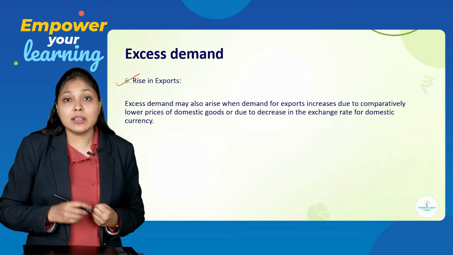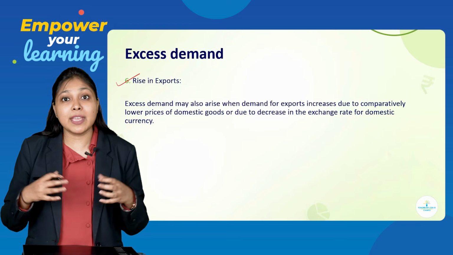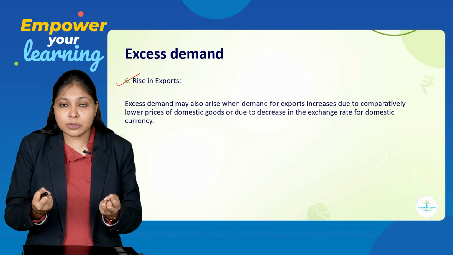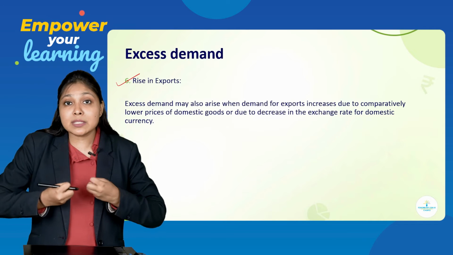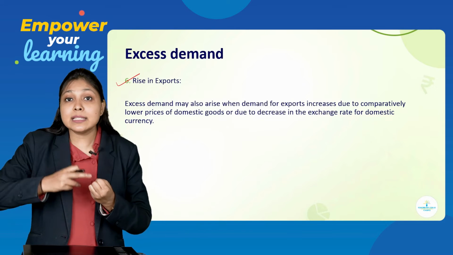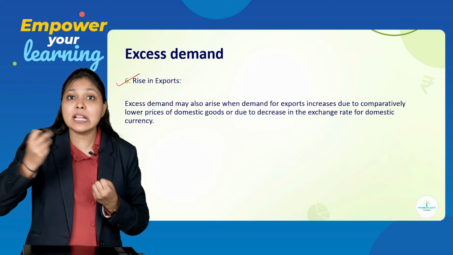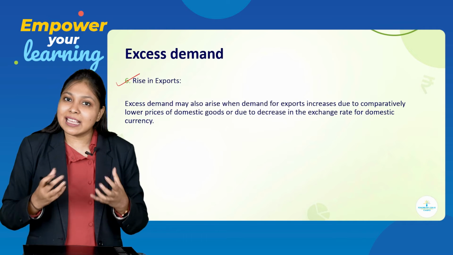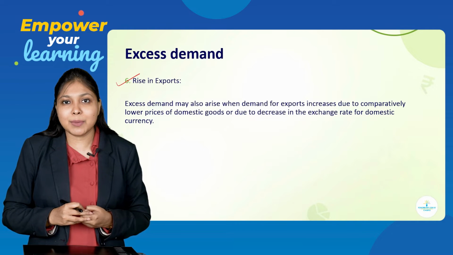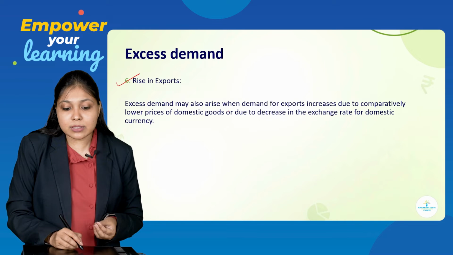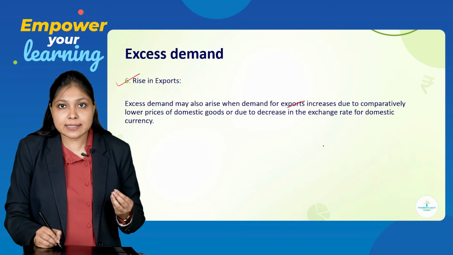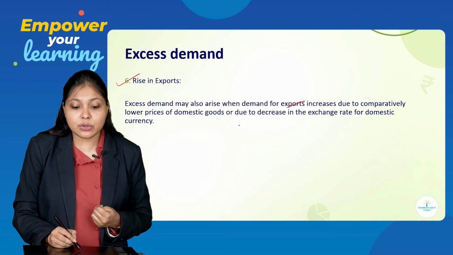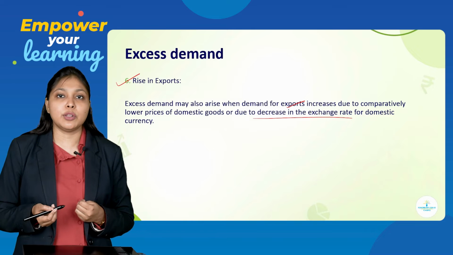Next reason can be rise in export. If exports have increased, that means our domestic people are demanding the goods, and as well as domestic people, there is a demand for our goods in foreign countries as well. They are also importing goods from our country. Again, this will give a rise to aggregate demand. So it may also rise when demand for export increases due to comparatively lower prices of domestic goods or due to decrease in the exchange rate for domestic currency.